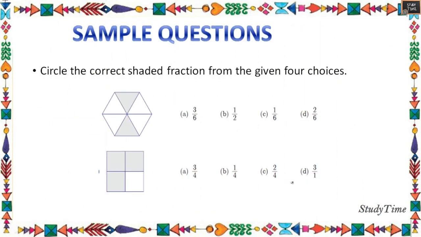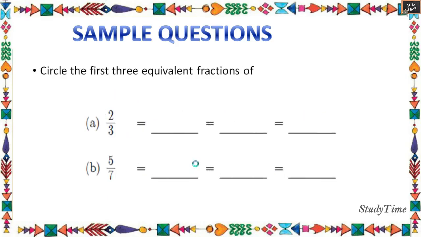Next we'll see some sample questions. Circle the correct shaded fraction from the given 4 choices. So here 2 by 6 is the answer. Here 3 parts is colored. So 3 by 4.